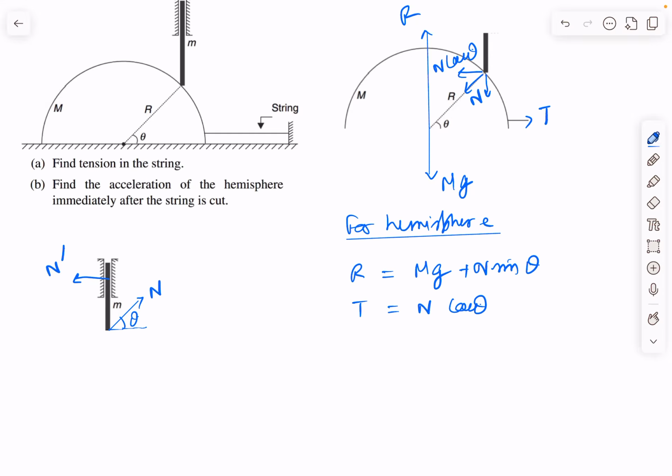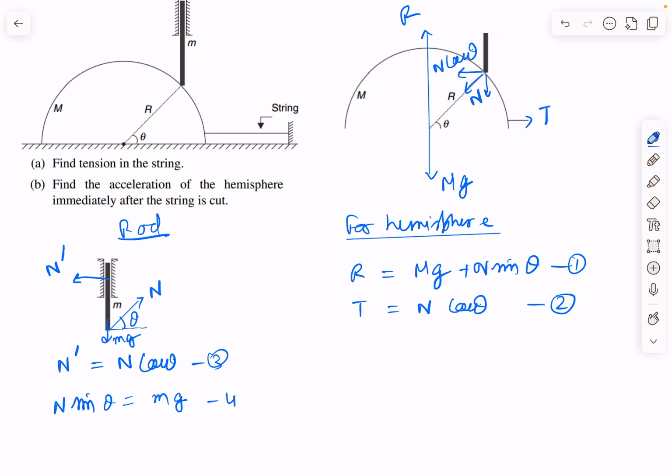Next, for the rod, again there is equilibrium in horizontal and vertical directions. So in the horizontal direction, we can write N prime equal to N cos theta, and weight mg will act in the downward direction, which will be balanced by N sin theta. So N sin theta will balance the weight of the rod. Let us say this is equation 1, this is equation 2, this is our third equation, and this is our fourth equation.